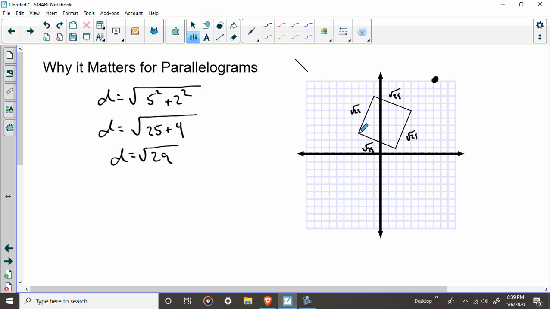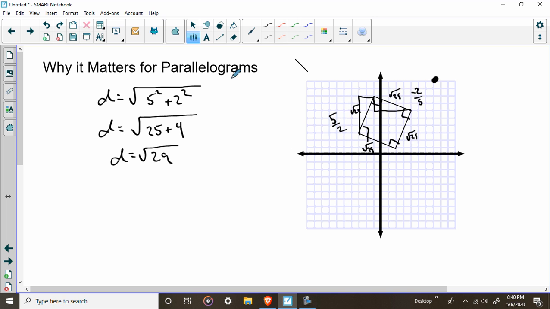But again, also knowing that this is up 5 and over 2, right? So what's the slope here? It's 5 over 2. Again, what's your slope here? Down 2 over 5. Well, I know these are negative reciprocals. So the distance tells us that these are all the same length, and our slopes tell us that these are perpendicular, okay?